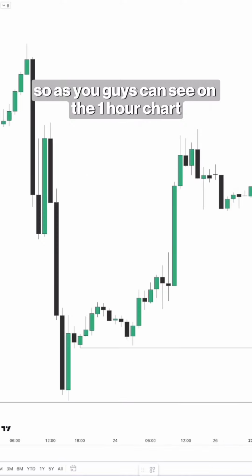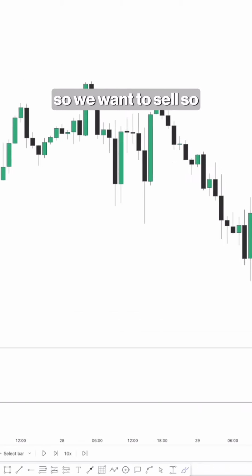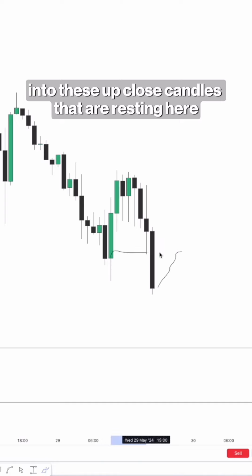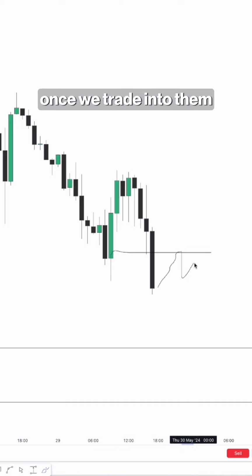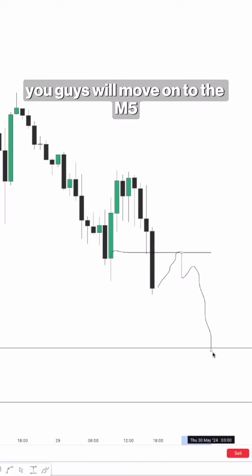Okay, so as you guys can see on the 1 hour chart, we have sell side liquidity resting here. So we want to sell, so we will wait for price to come up higher into these up close candles that are resting here. Once we trade into them, this is where we can look to short. So after the 1 hour chart, you guys will move on to the M5.